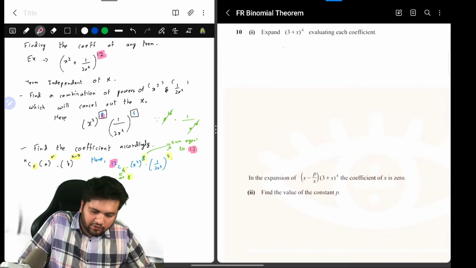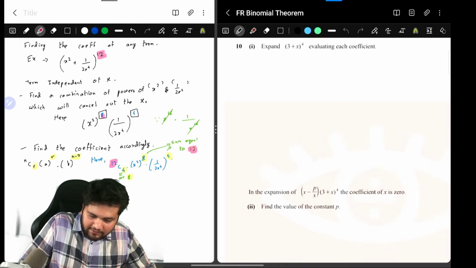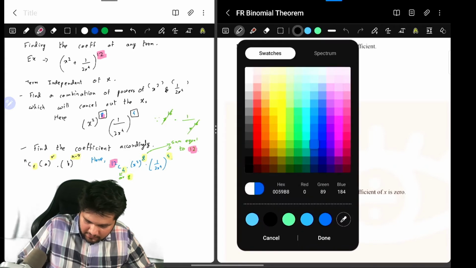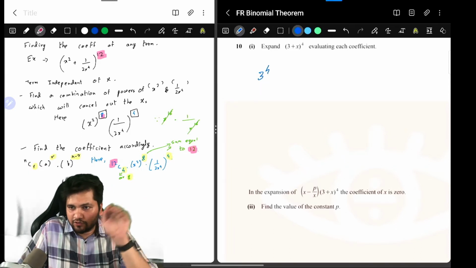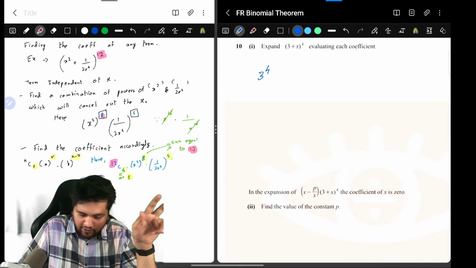Don't worry. So the first term would be what? One sec, color change for the second. Yeah. So the first term would be what? It's going to be 3 to the power of 4. And we will slowly decrease the power. There are two terms, a and b. So 3 to the power of 4.